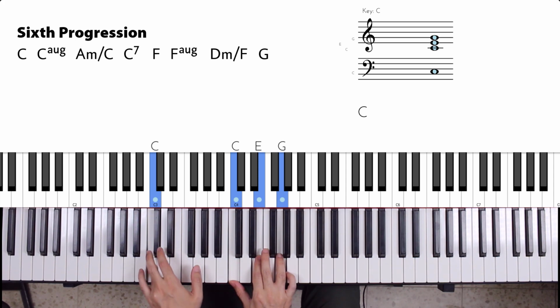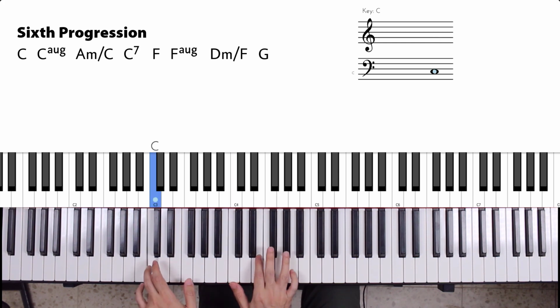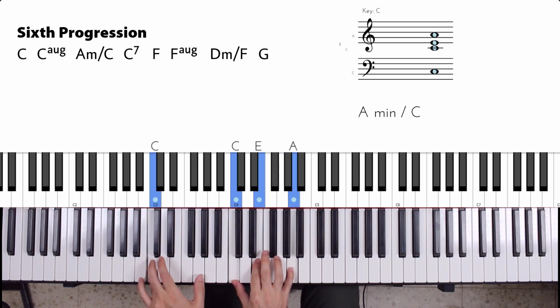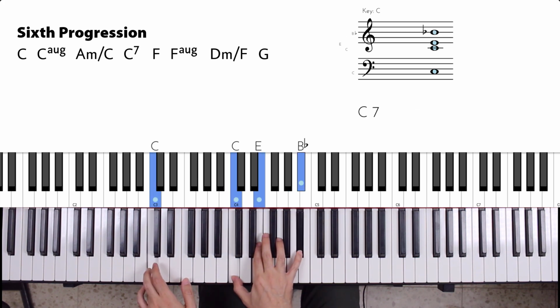In this example, I'll start with a C major over the bass of C, followed by a C augmented over the bass of C. So I'm taking the G here and moving it up a semitone. Then an A minor over the bass of C, and a C dominant 7. You can either add the 5th degree, the G, or not.